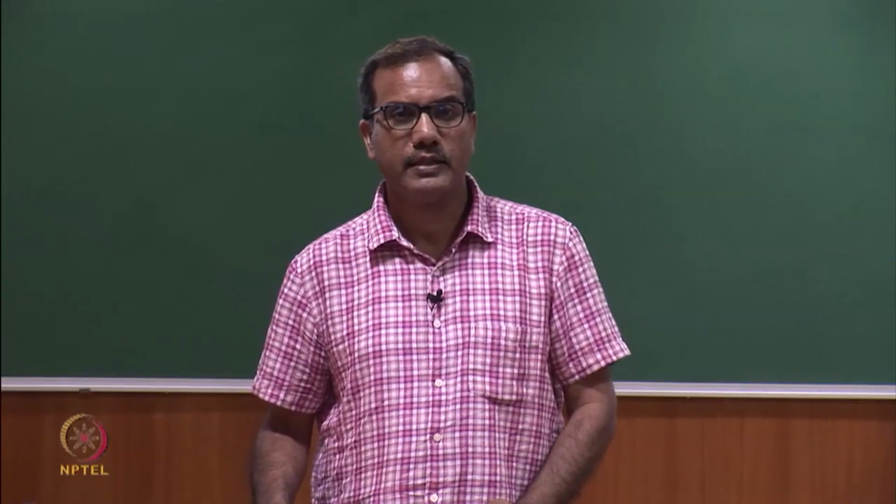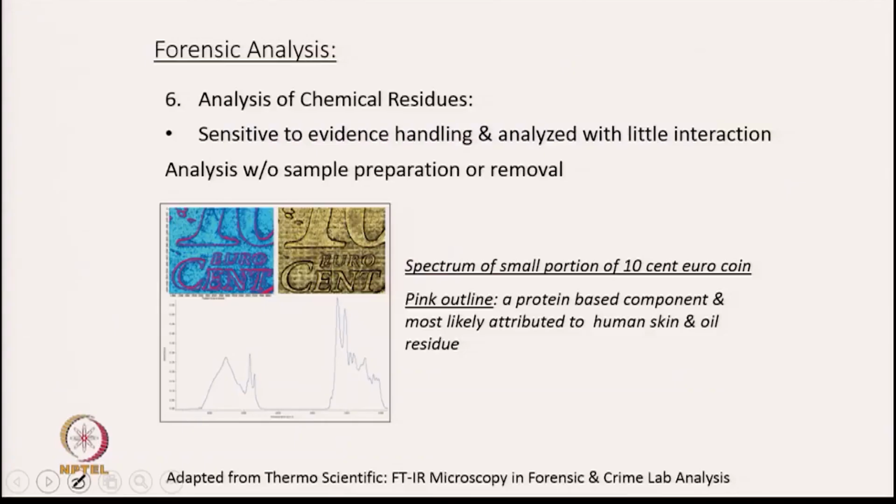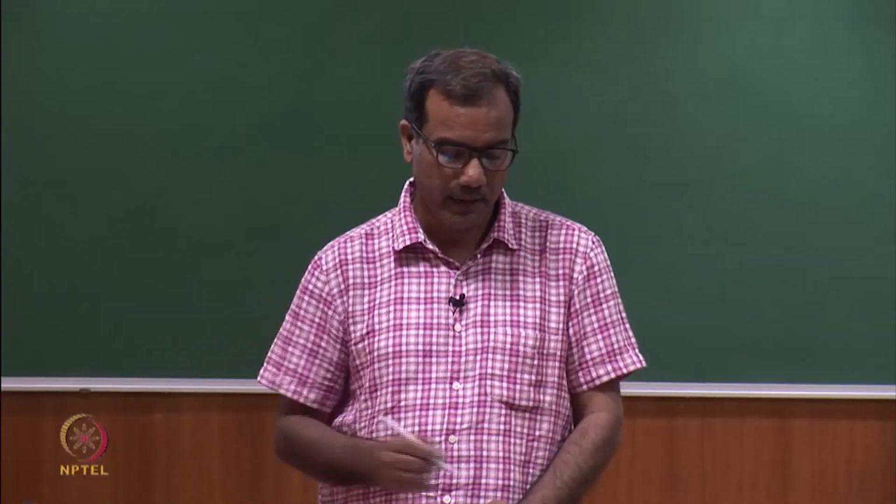Forensic analysis of chemical residues is also very important, and these are very sensitive to evidence handling and must be analyzed with little interaction. Here you can see a spectrum of a small portion of a 10 cent euro coin. A pink outline tells you a protein-based component, most likely attributed to human skin and bioresidue. And just by looking at this pink outline, you can tell about the identity of a suspect.